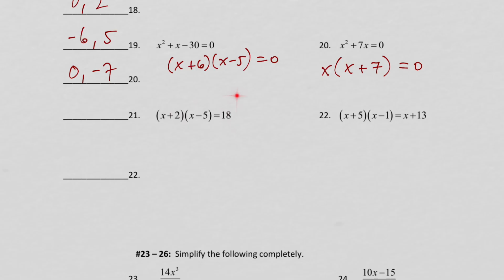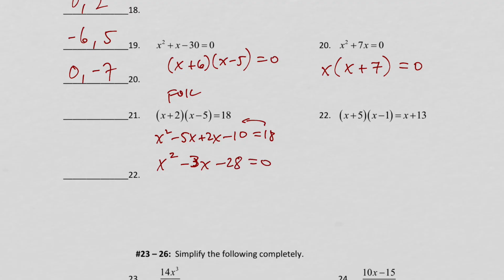Now this problem is not set equal to 0, so that's the first thing I need to do. I'm going to FOIL this out. First is x squared, outer is negative 5x, inner is positive 2x, last is negative 10 equals 18. And then I'll combine like terms. Negative 5 and positive 2 is negative 3x, and then I'll bring this over. Negative 10 minus 18 is negative 28. So I'm factoring this to get to negative 3, so negative 7 and positive 4. So I have x minus 7 and x plus 4 equals 0. So this gives us a positive 7 and a negative 4.